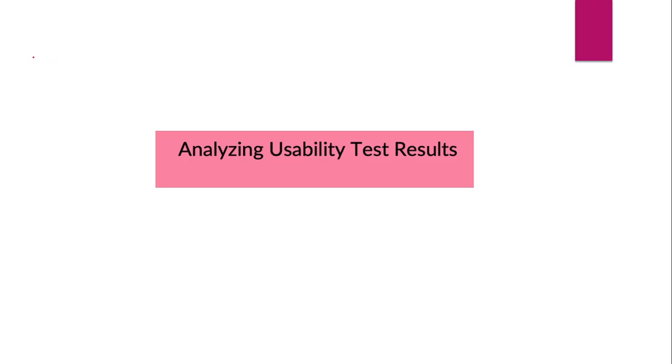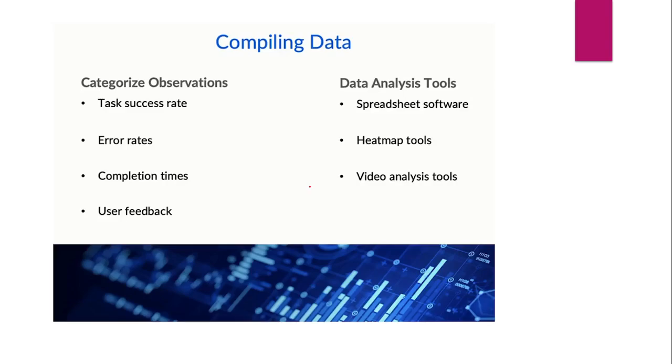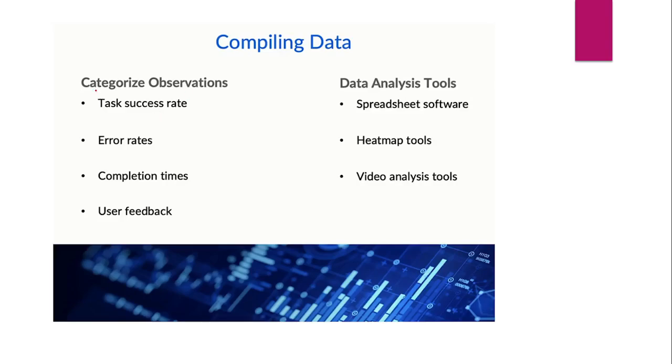Next to that, we have done prototype, usability test. After that, design and conduct. After design and conduct, we have to analyze the test. So you have to categorize the observations: task success rate, error rate, completion time, user feedback.